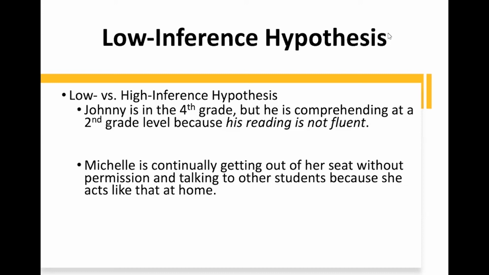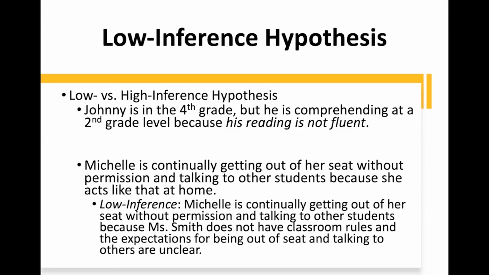Michelle is continuing to get out of her seat without permission and talking to other students because she acts like that at home. Now, we hear that a lot. She acts like that at home. Is that low inference or high inference? That's going to be high inference. We might not even know how Michelle acts at home. As a matter of fact, my daughter acts very differently at home than she does at school. We have fewer rules, less structure, all of those things. So that doesn't even align. But we might say, yep, that's right. What are we going to do about that? She's been taught that, a parent is teaching it and that's just how she is. Let's just try to contain it, I guess. Where do you even go with it, other than further blaming the family?